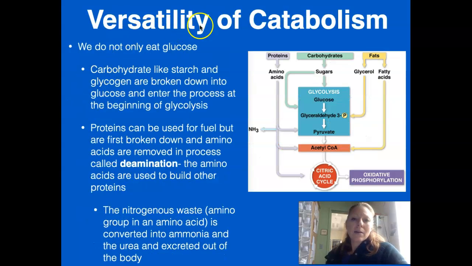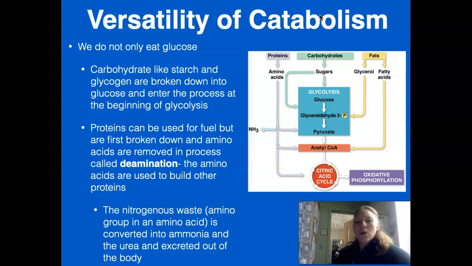And so catabolism is more versatile than what we've been studying. So through cell respiration, we've only been looking at the breakdown of glucose. However, we eat more things than just glucose. So if we eat carbohydrates like starch and glycogen, these are going to be broken down into glucose, and they're going to enter the process right at the beginning. So sugars go into glycolysis at the beginning.